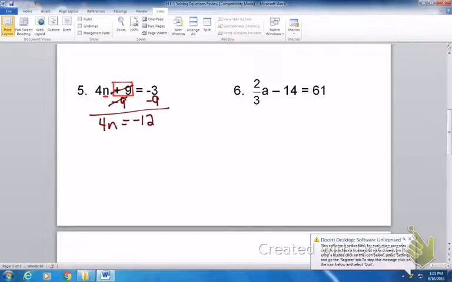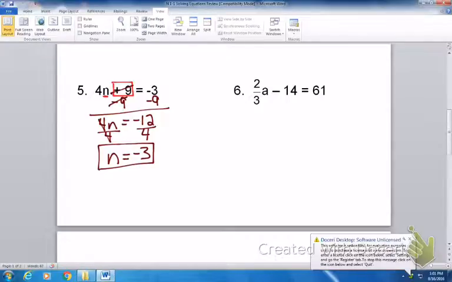Now this looks a lot like number 2. We have multiplication connecting 4 to n, so we divide. We do it to both sides. Those 4's cancel, and I get n equals negative 12 divided by 4 is negative 3. So in your calculator, you could put 4 times negative 3 plus 9, and you should get negative 3.